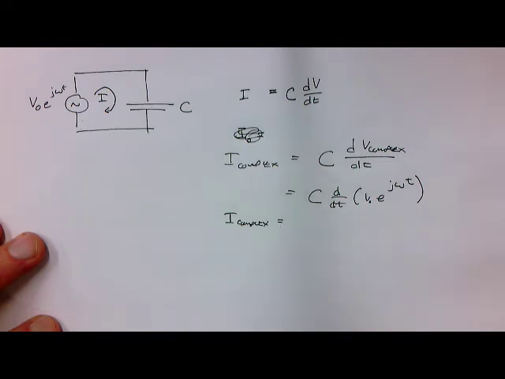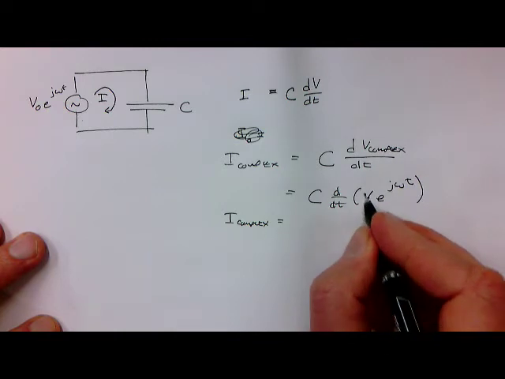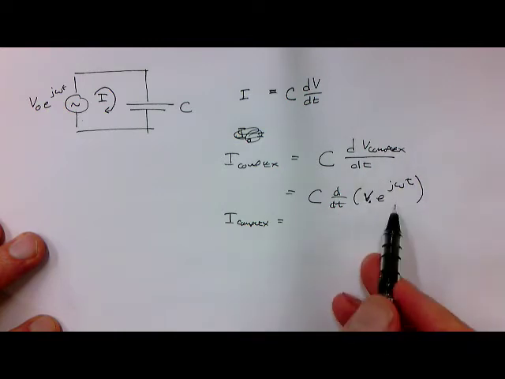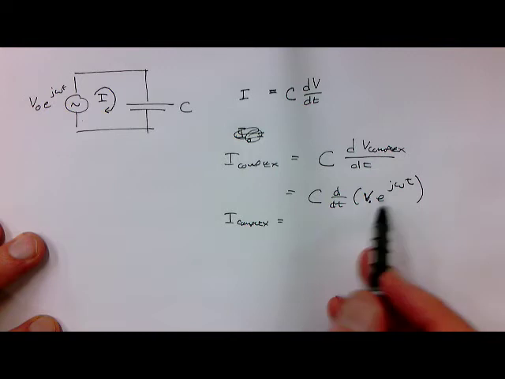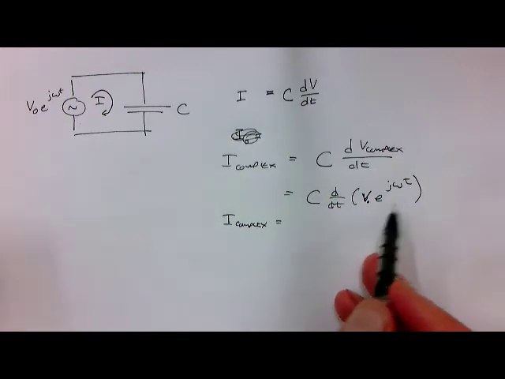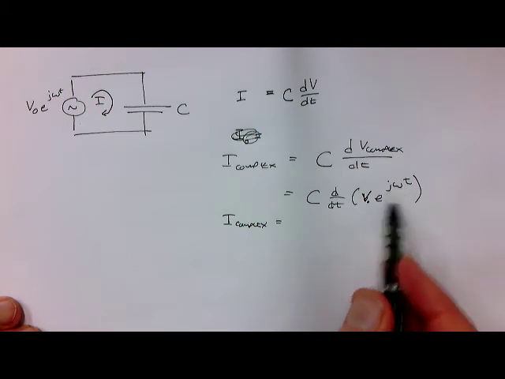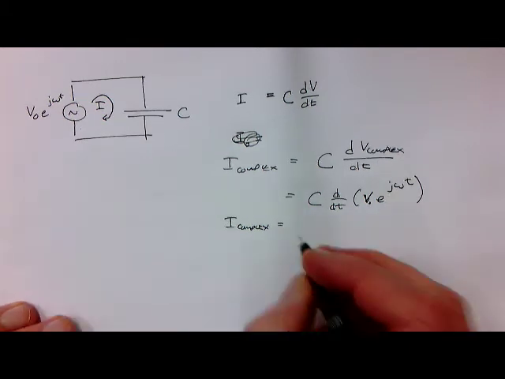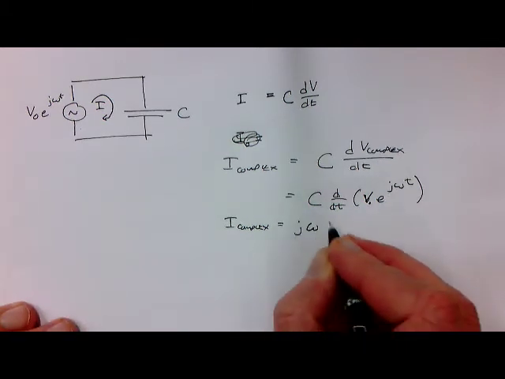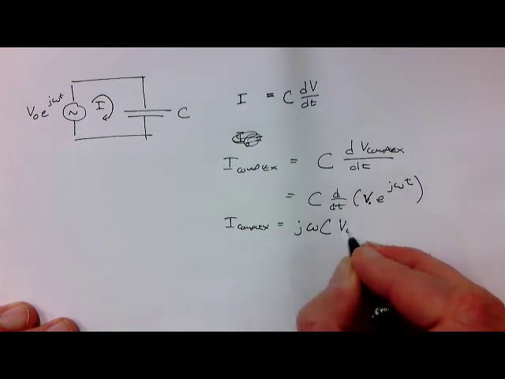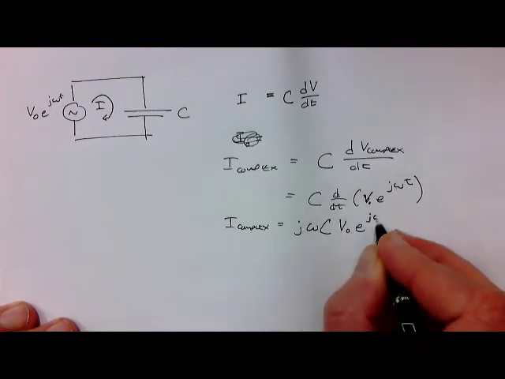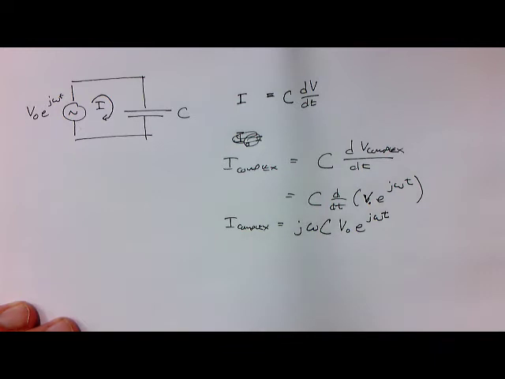We're just taking a derivative, right? So what depends on time in here is just the exponential. When I take the derivative of the exponential of a times t, I pull down an a. So what am I going to pull down here? It'll be j times omega. So I get j times omega times C times V naught e to the j omega t, okay? Now, that's kind of weird looking, right?